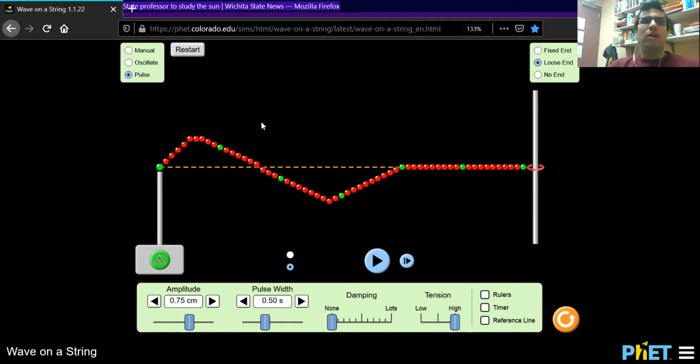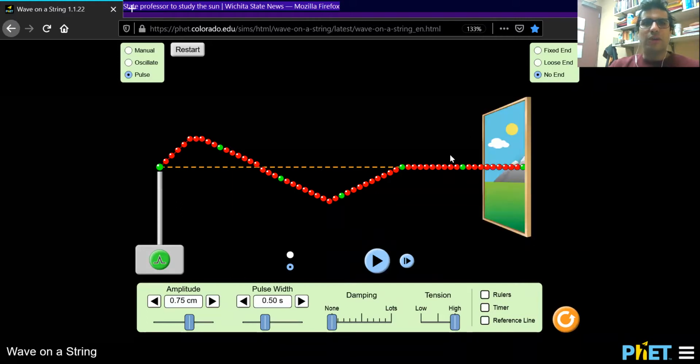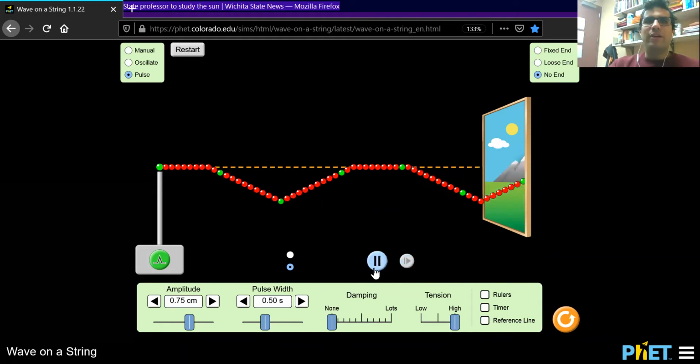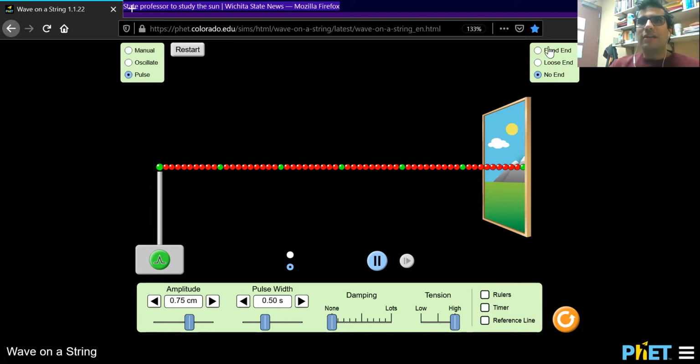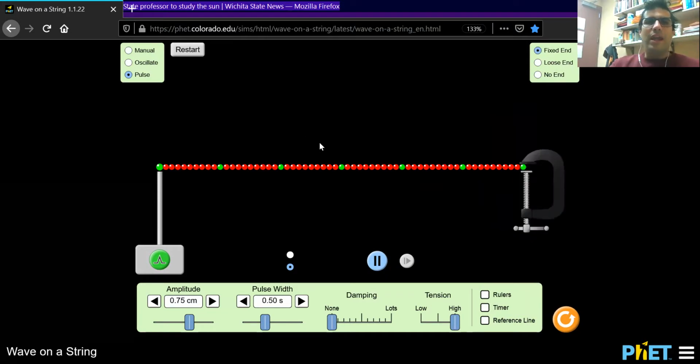So that's just for the two pulses. If we want to continue, extend it to include traveling waves and not just a pulse, then I guess that'd be the easiest way to do it, wouldn't it? Let's go back to the fixed end. Okay, and now I'm going to oscillate it. So once again, I'm going to change these things. I'm going to lower the damping.